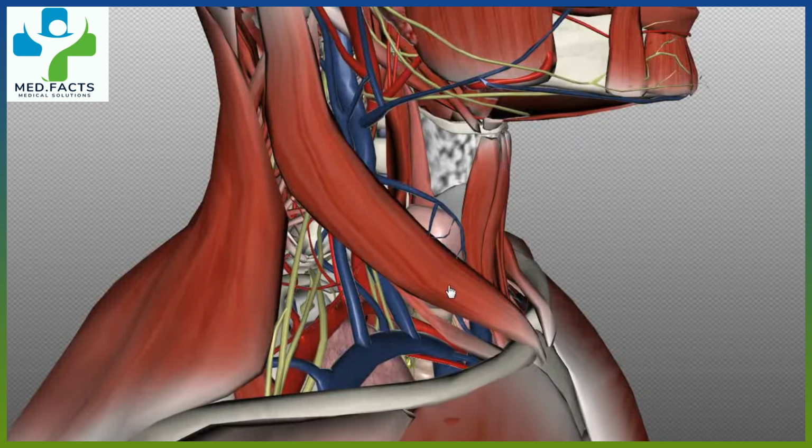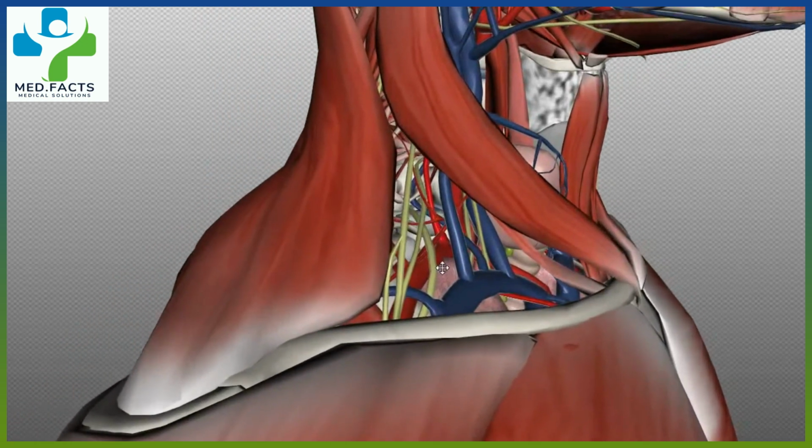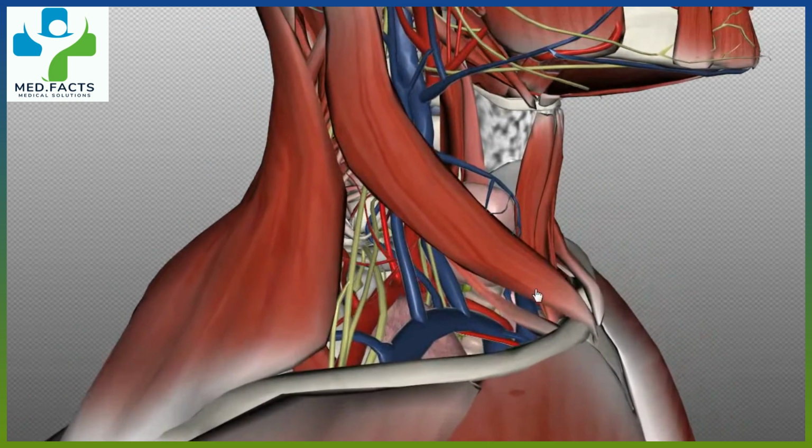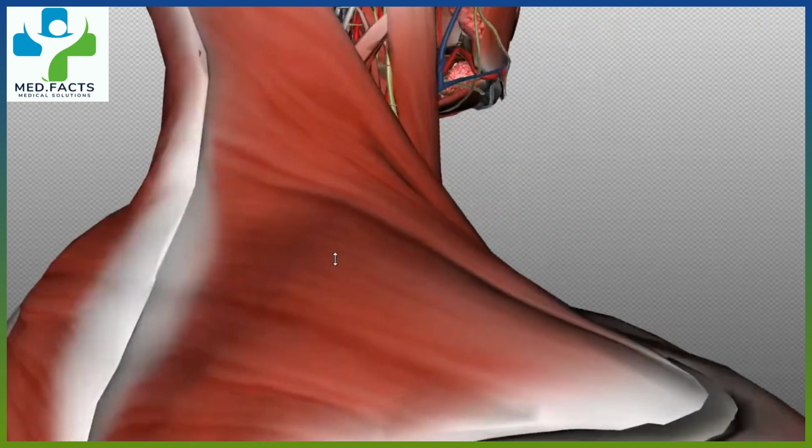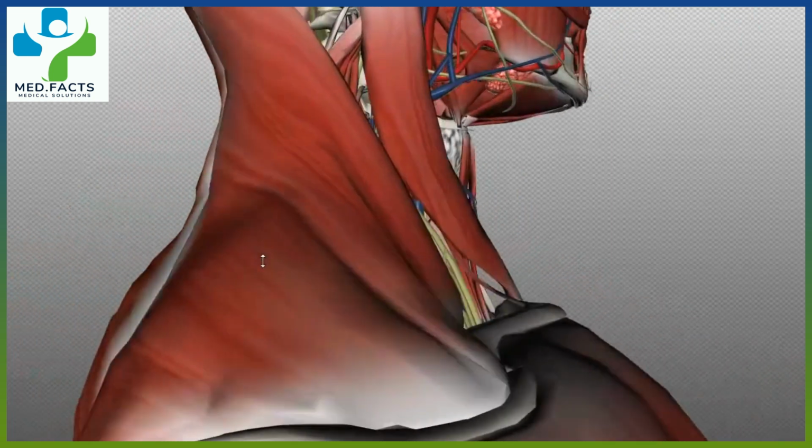So the posterior triangle lies just behind the anterior triangle, and it's formed by the posterior border of the sternocleidomastoid, the middle portion of the clavicle, and the anterior border of the trapezius muscle. So this big muscle at the back, big powerful muscle now.